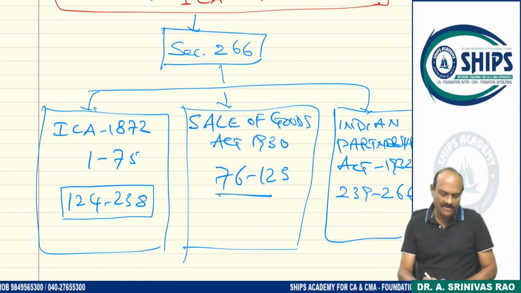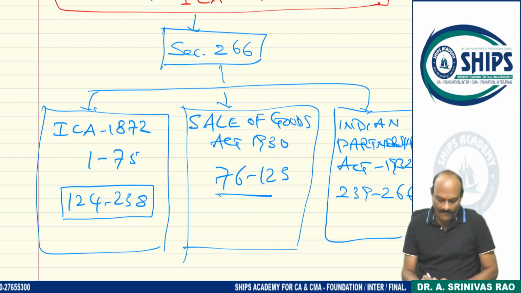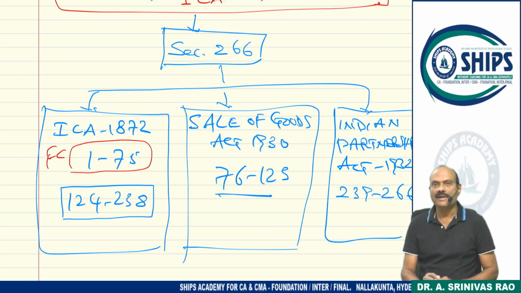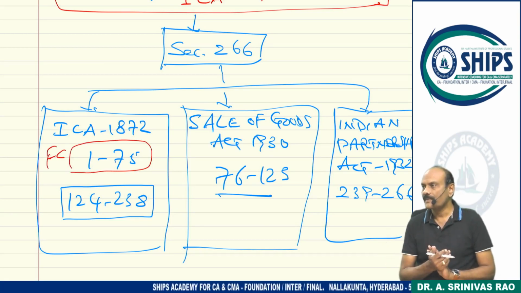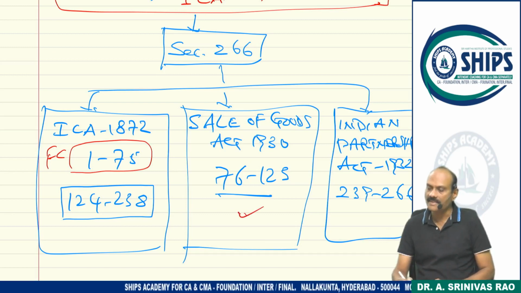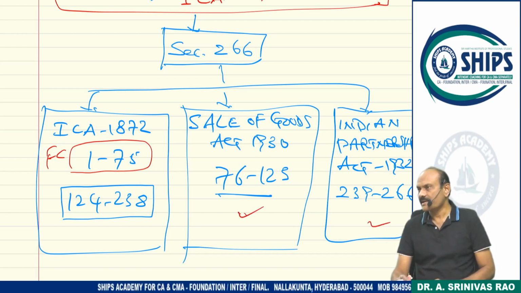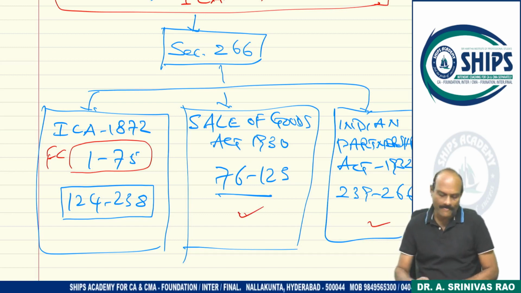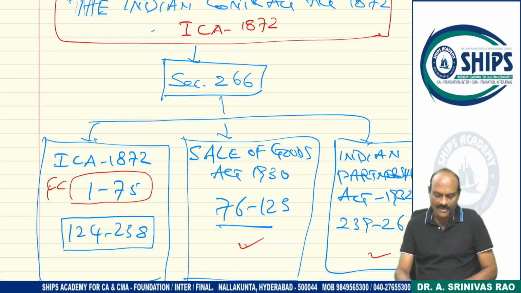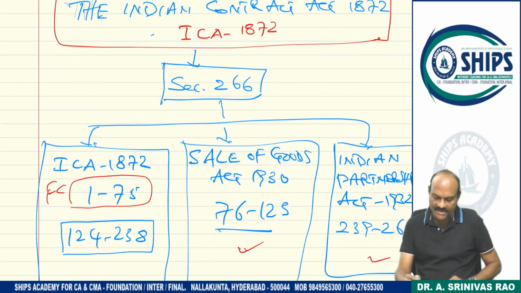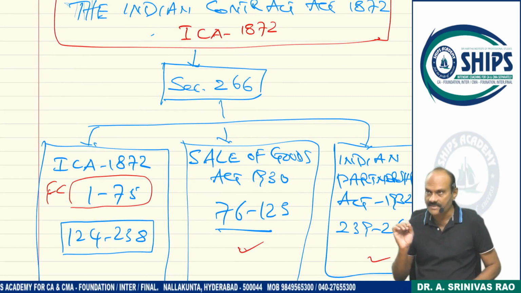So in our syllabus we have only section 1 to 75. This is there at the foundation level. So here we are learning only this part. After that, Sale of Goods Act, then Indian Partnership Act. We go like that. Okay. Now write this segregation. Make a note. I will give the sentences. You write paragraph-wise.